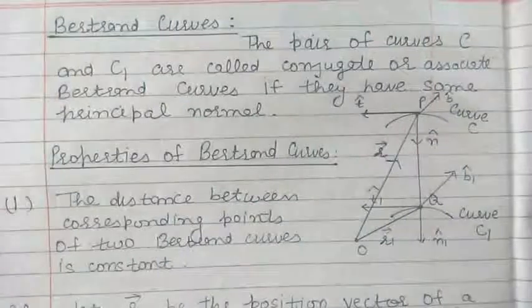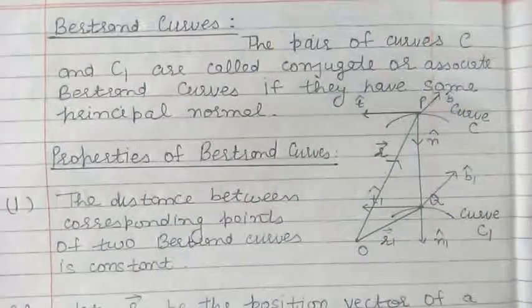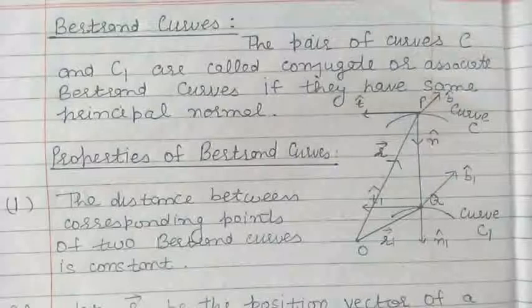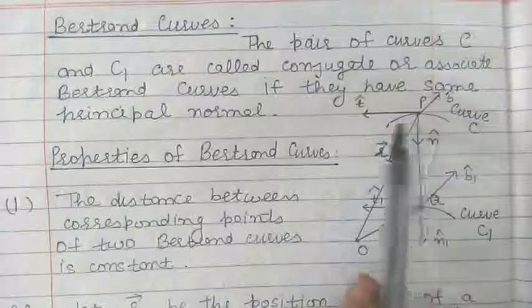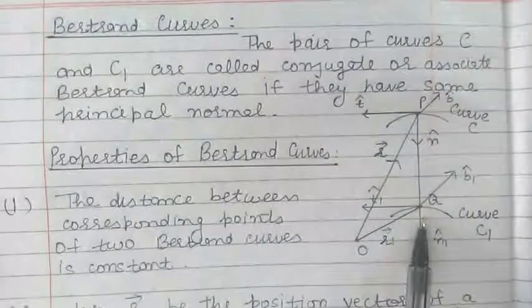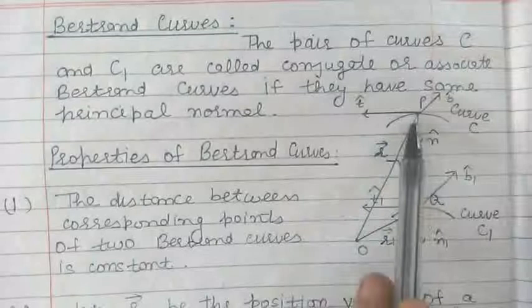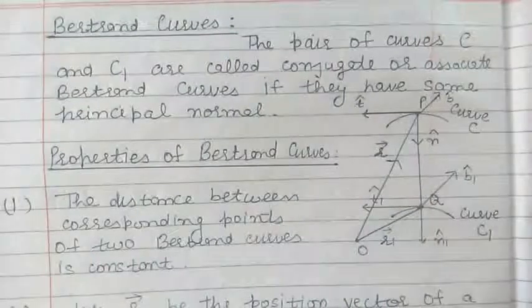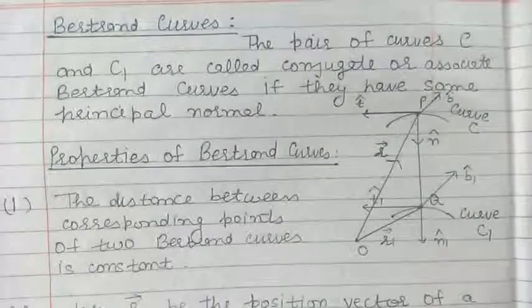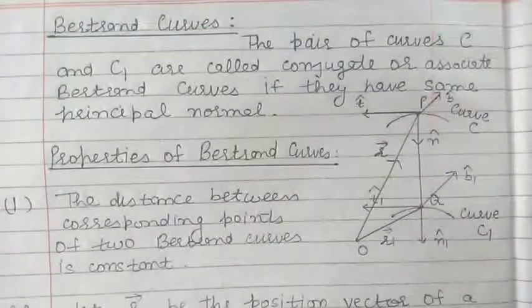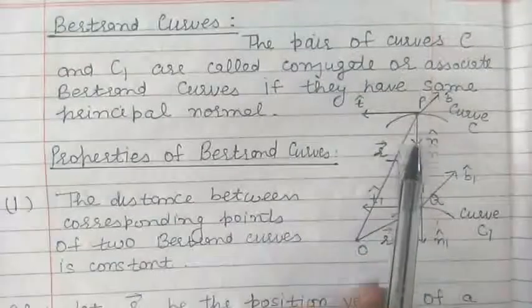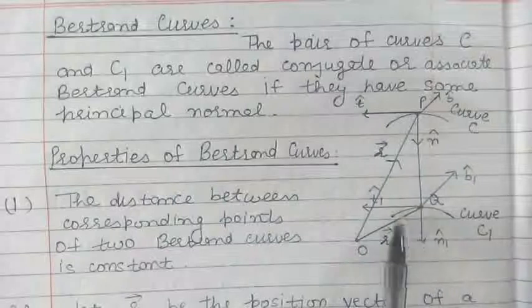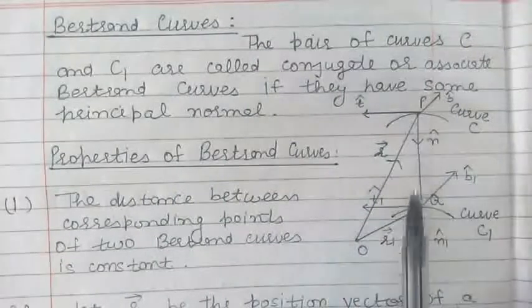Good morning, students. Today's topic is Barton curves. Let us take a pair of curves denoted by the curve C and the curve C1. Then we say that this pair of curves are conjugate or associated Barton curves if they have the same principal normal. Means the principal normal to the curve C and the principal normal to the curve C1 are the same.